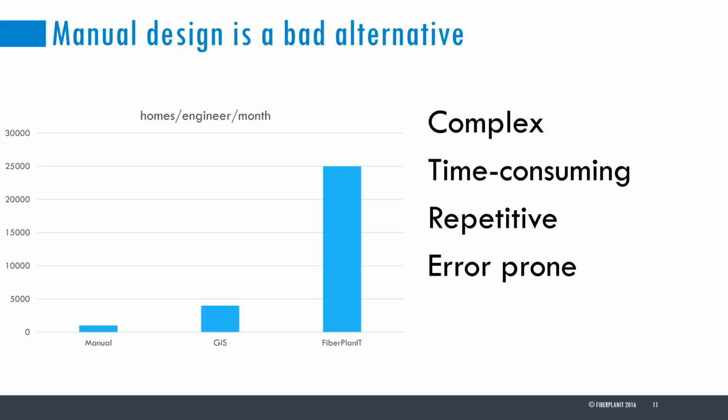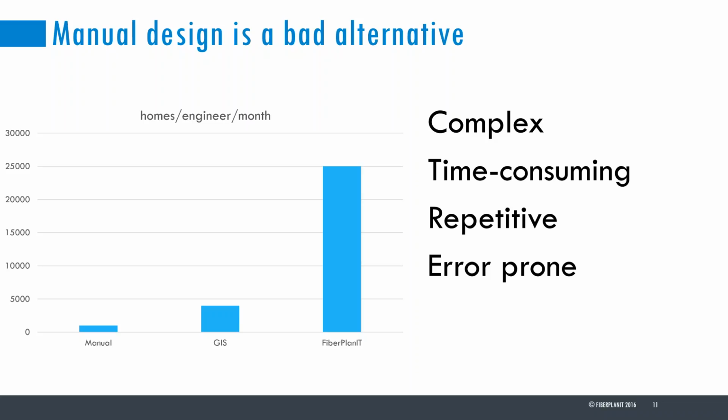Now you can do your design manually and try to tackle all of those challenges. But what we see is that manual design is very time-consuming and repetitive. If you take a look at the graph, if you check how many homes a designer can do in a month, we estimate it's around 1,000 homes with manual planning.